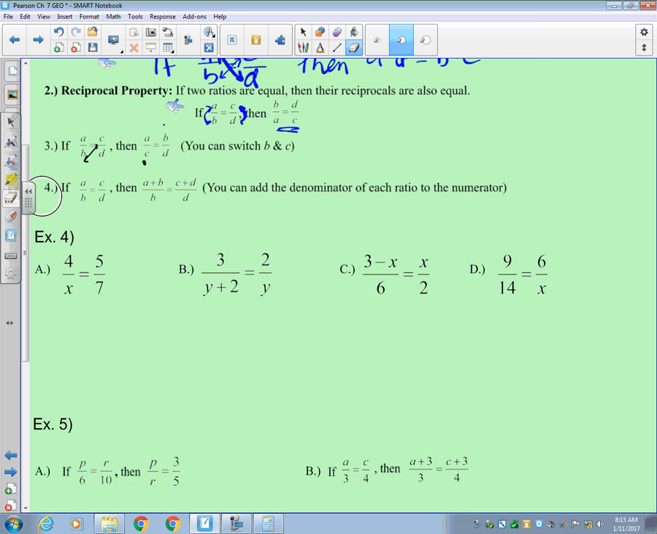And lastly but not leastly, property number 4 from this page: if we have A over B equals C over D, then I can add the denominator to the numerator and get an equivalent statement. So A plus B over B is equal to C plus D over D.